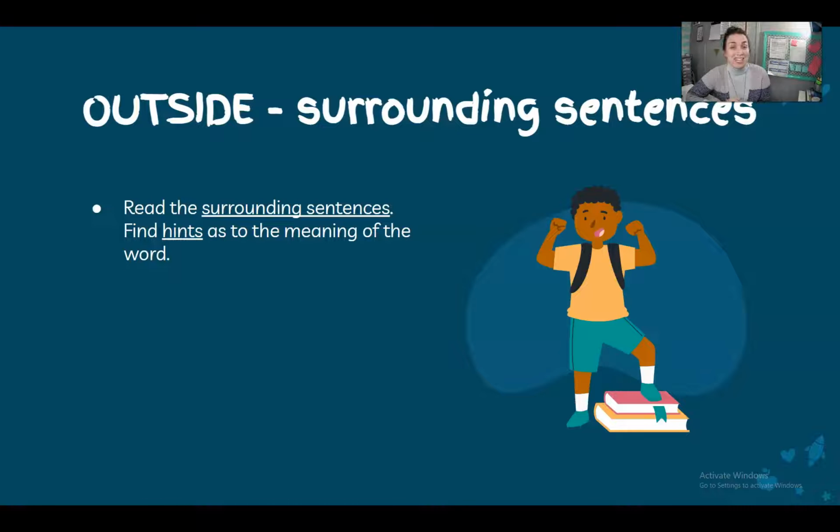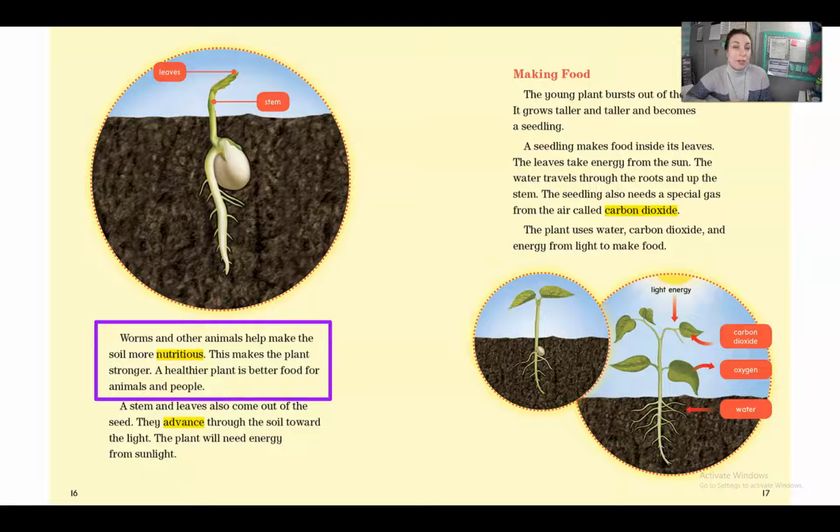Now, if your sentence doesn't follow that and it doesn't give any hints, then you're going to move to the surrounding sentences. You're going to read the surrounding sentences and find any hints as to the meaning of the word. So let's take an example from Open Court. Here we're looking at the word nutritious. Now, if I would only read the sentence that has nutritious in it, I wouldn't get very far. Worms and other animals help make the soil more nutritious. Nothing in that sentence is going to help me know the meaning of nutritious.